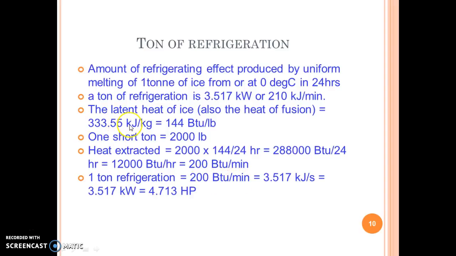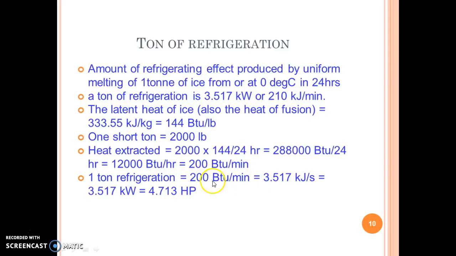Again, in SI units, in order to get 1 ton of refrigeration, 333.55 kilojoule per kilogram, you'll multiply it by 1000 kilograms. So 333.55 into 1000 divided by 24 into 60. So what you'll get is 210 kilojoule per minute. This value you will get. That again divided by 60 will give you 3.517 kilojoule per second.